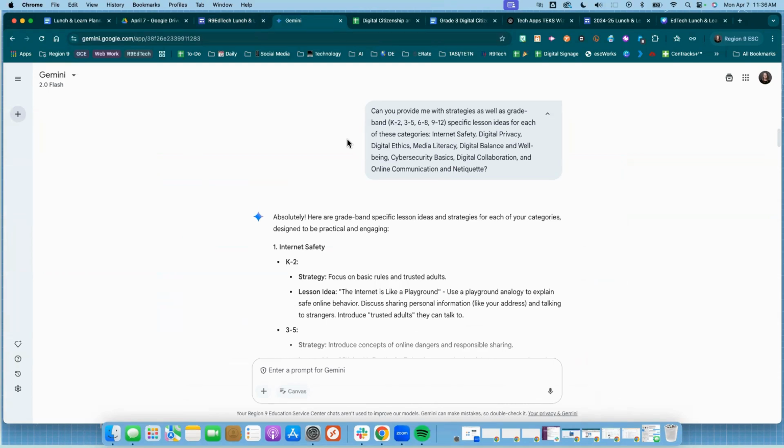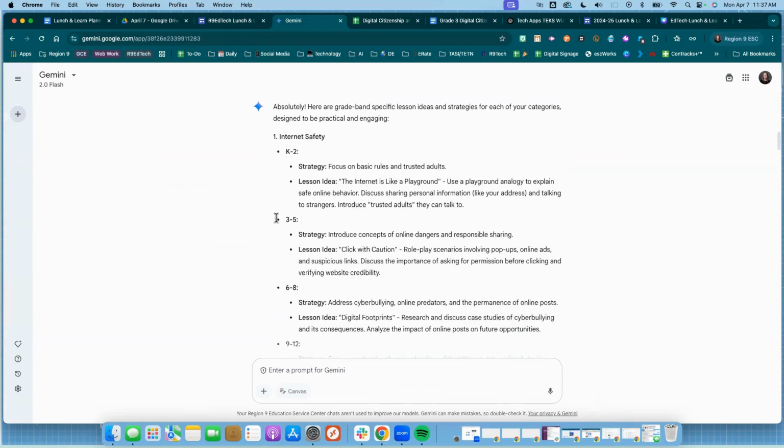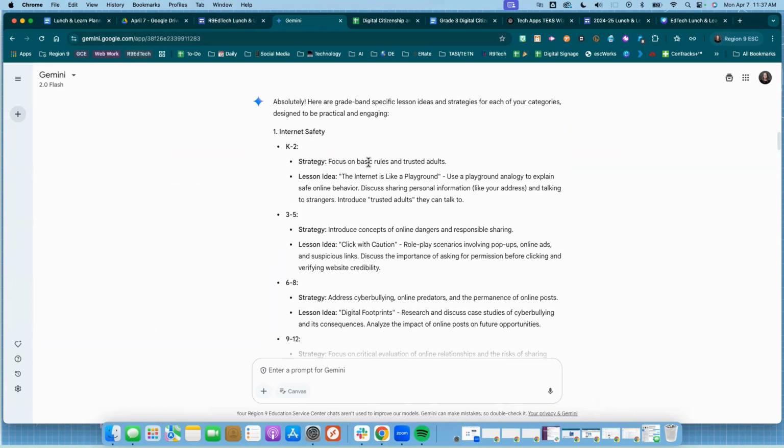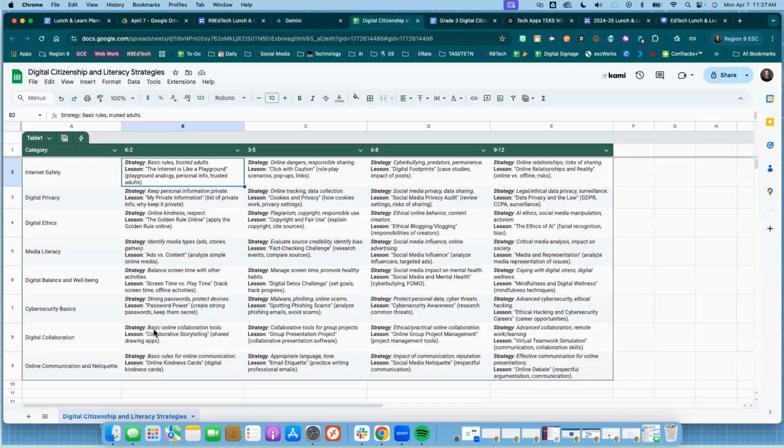I broke it down based on those categories that we talked about during the Tech App session in November: internet safety, digital privacy, digital ethics, media literacy, balance and well-being, cybersecurity, collaboration, and online communication. Sounds like a whole lot, but it's just all those different pieces of literacy and citizenship. And it did. It gave me a whole lot of ideas, breaking it down with a strategy and a lesson idea. And then I turned that into just a chart.